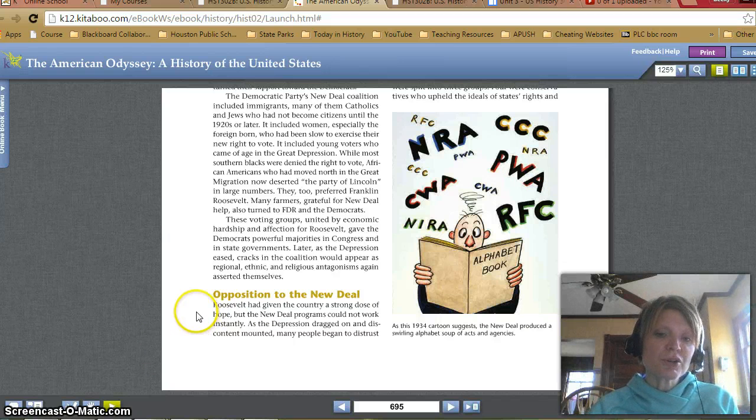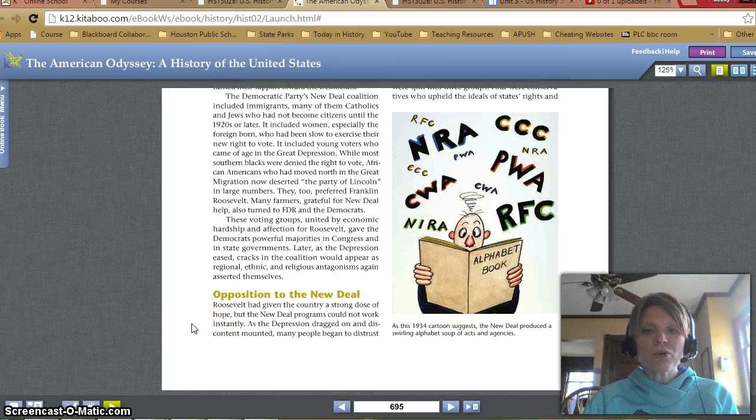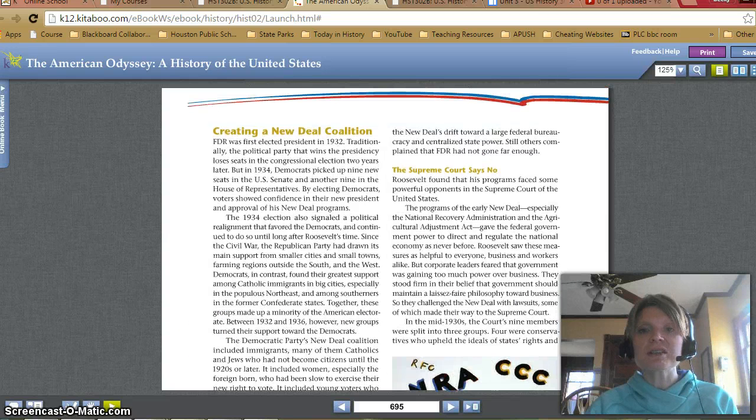Roosevelt had given the country a strong dose of hope, but the New Deal programs could not work instantly. As the Depression dragged on and discontent mounted, many people began to distrust the New Deal's drift toward a large federal bureaucracy and centralized state power. Still others complained that FDR had not gone far enough. The Supreme Court says no.